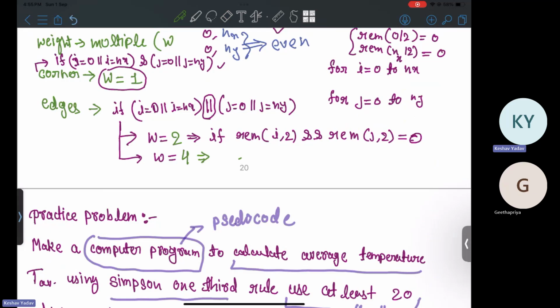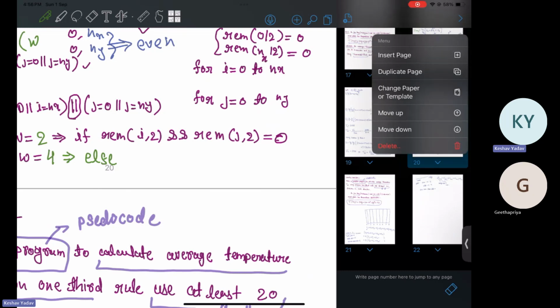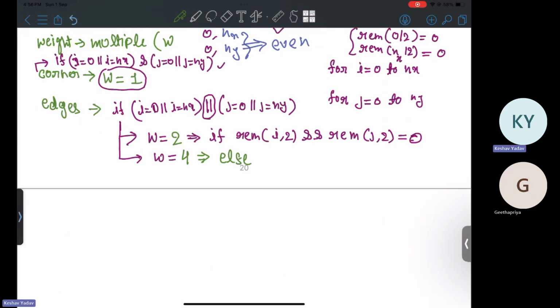Else the weight will be 4. Okay, so now we have covered the edges and we have covered the corners also. Edges and corners have been covered. Now we will go for the interior points.